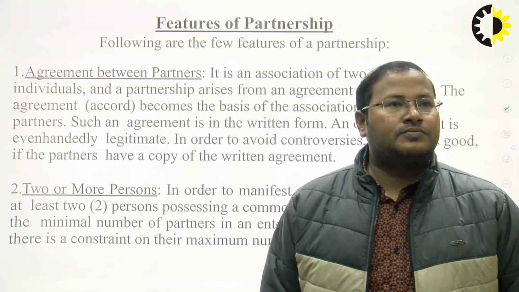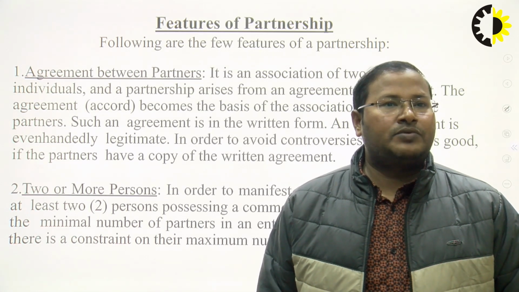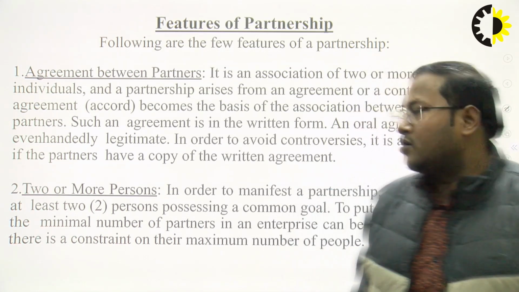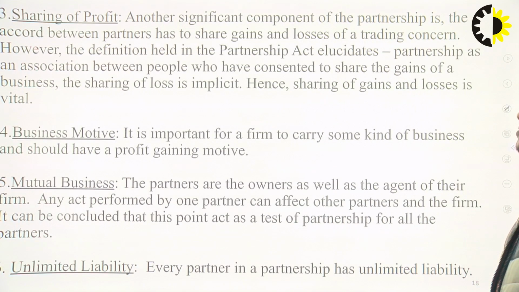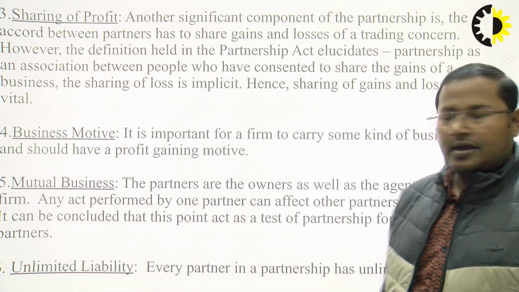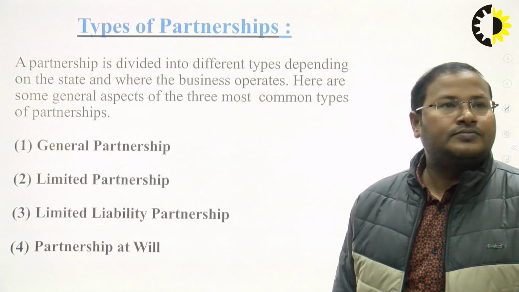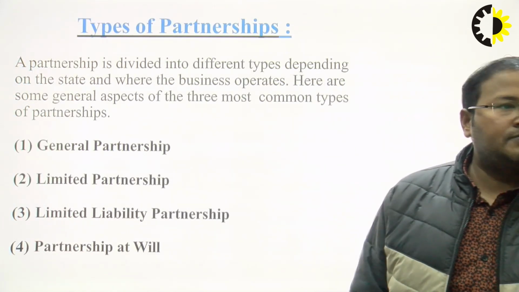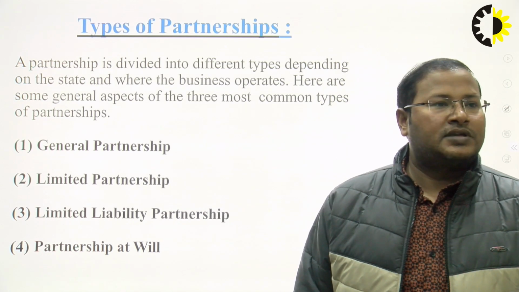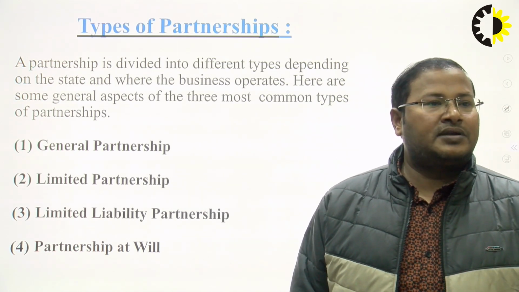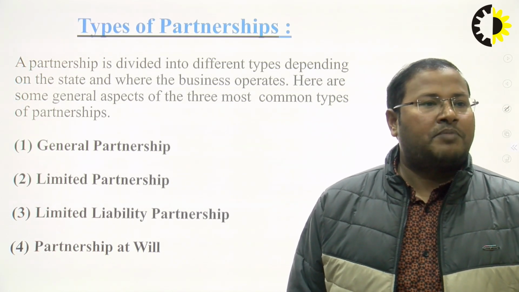Features of partnership: agreement between the partners, two or more persons involved, sharing of profit among the partners, business motive, mutual business, unlimited liability. Every partnership has unlimited liability. Types of partnership: general partnership, limited partnership, limited liability partnership, partnership at will.